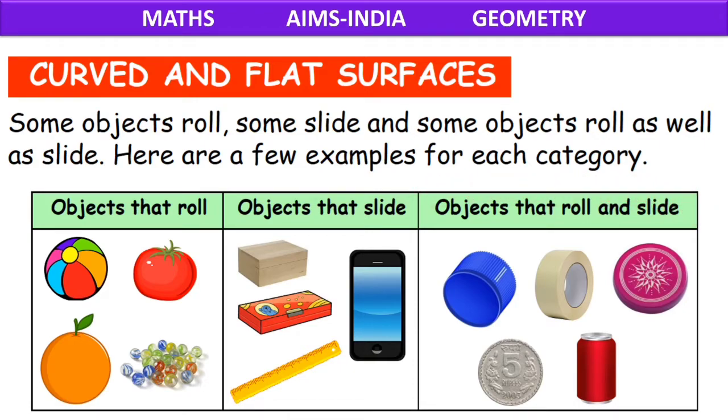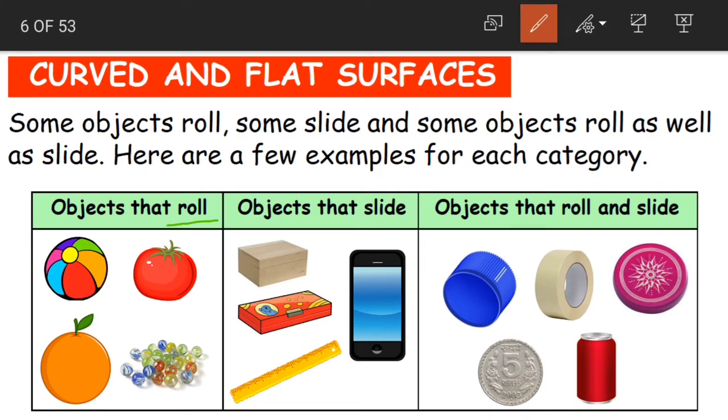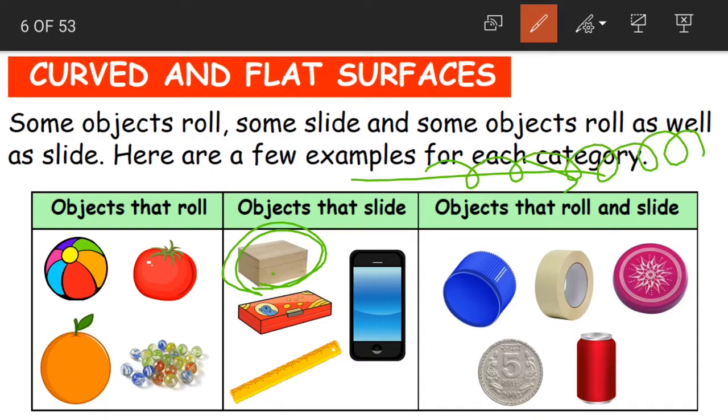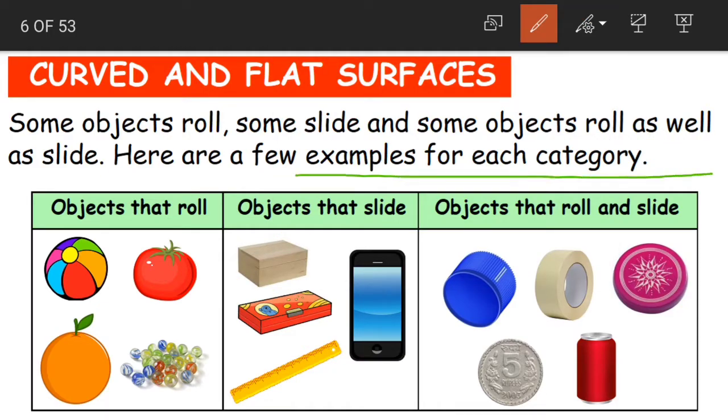What does roll mean? Roll means, suppose we take this ball. If we push the ball, what will it do? It will roll like this. It will move like this. Now if I take this box, for example, and push the box, what will happen? Will the box go like this, children, rolling? No, it will just slide. It will just move smoothly. So that is called sliding.